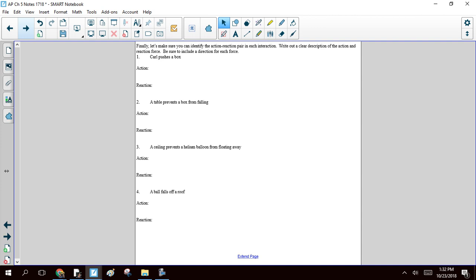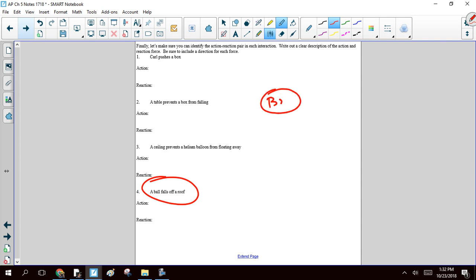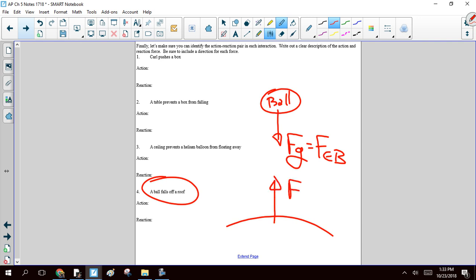So here's just a bunch of examples. I don't know that we need to run through all these. If Carl pushes the box, the box pushes Carl, and so on. Probably the one thing that I do want to make sure that I talk about is this one. A ball falls off a roof. The reason the ball is falling is because of gravity. So the way that you need to think about that is if this is your ball, we have to identify the force of gravity to an object. It's actually the force of the Earth's gravity. So we replace force of gravity with the force of the Earth pulling the ball, right? And then the reaction is, technically, the ball's gravity pulling the Earth up, okay? And so that's the force of the ball pulling the Earth.